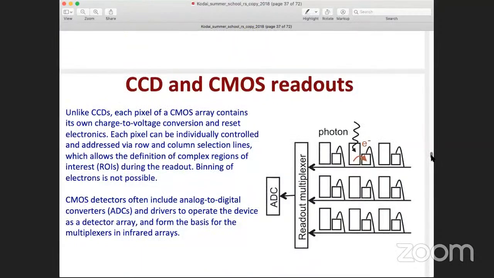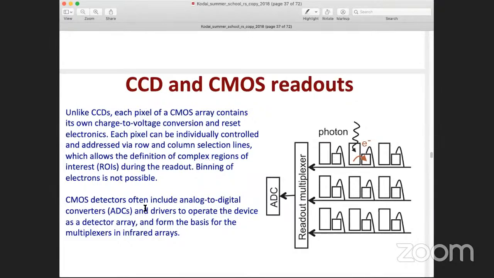Whereas, unlike CCD, each pixel in a CMOS array contains its own charge to voltage conversion and reset electronics. So each pixel is read out immediately. There is no transfer of charges as in the case of CCD. Each pixel can individually be controlled and addressed via row or column selection lines, which allows the definition of complex regions of interest.